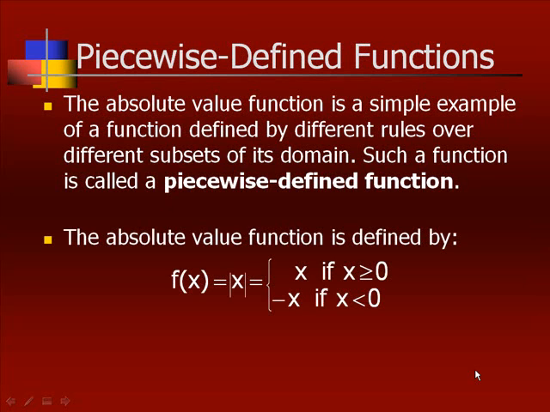Remember that the absolute value function is defined by f of x is equal to the absolute value of x, which is equal to x if x is greater than or equal to 0, but it's equal to negative x if x is less than 0. This is the way we write a piecewise-defined function.